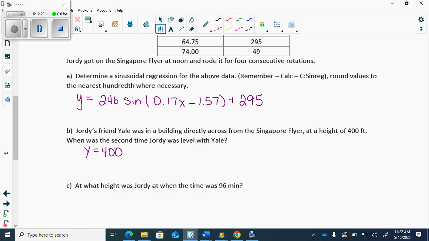So they want the second time, right? So let's find it out. Let's go second trace 5, and make sure you're near the second time before you hit enter, enter, enter. Everyone doing it? If you're not near the second time, it'll calculate whatever you're near, and it won't be the second time, and you might get it wrong. So get it into your Y2, and second trace 5, and then move it over.